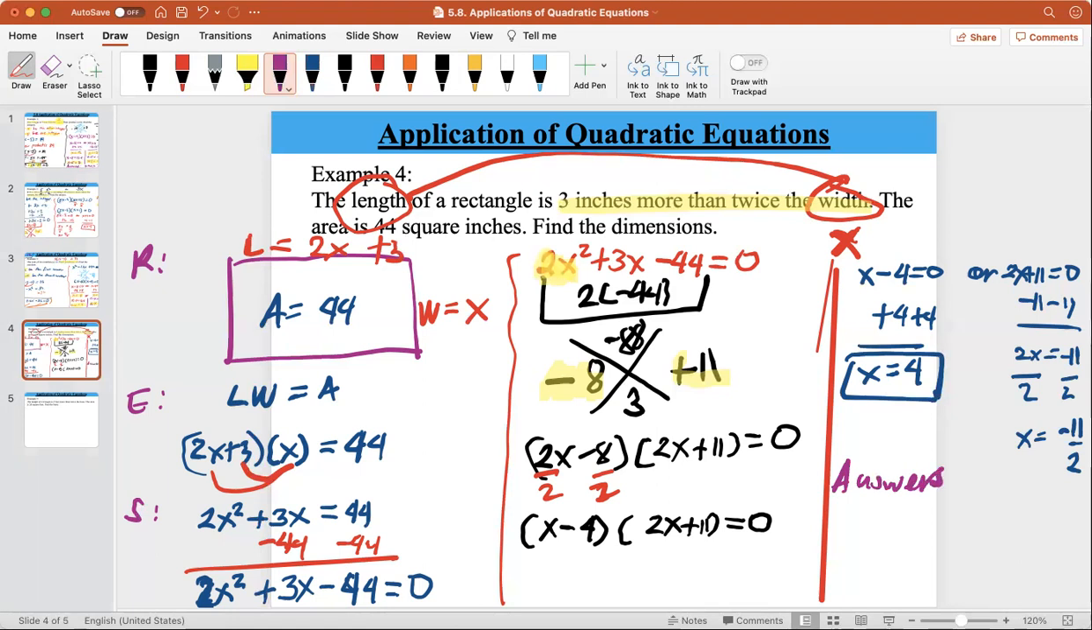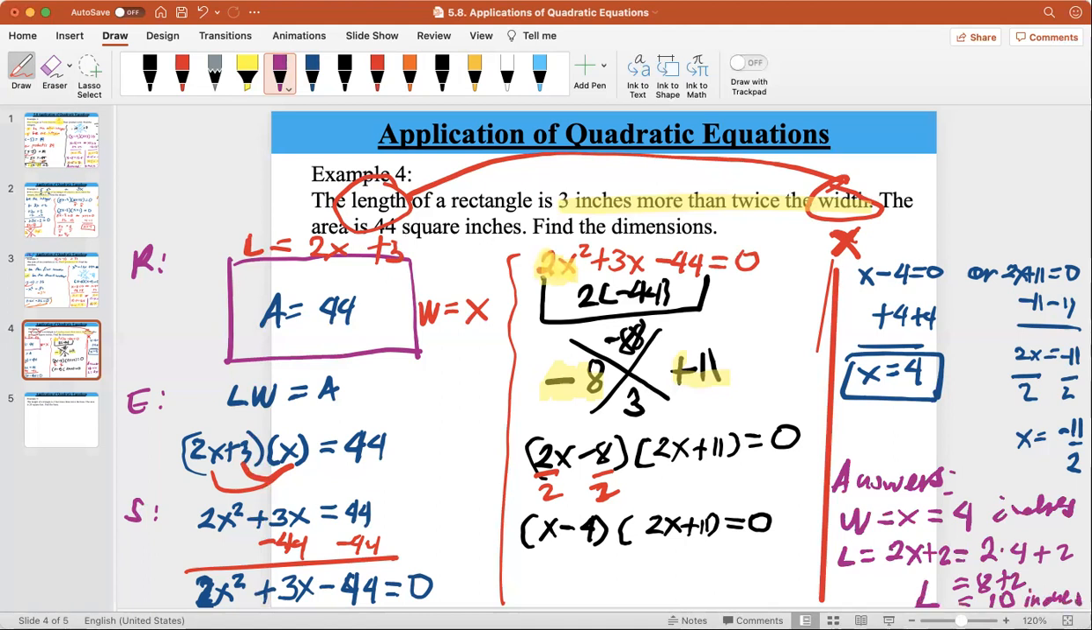All right? So let's write our answers now. Go back to our representation. We represented width as x. So the width is equal to 4 inches. Why inches? Well, the unit here is inches, right? It's mentioned there. How about the length? The length is 2x plus 3. So we have to evaluate 2x plus 3 now. That would be 2 times your x, 4, plus 3. What's 2 times 4? 8. Plus 3, you have 11. So we have 11 inches.